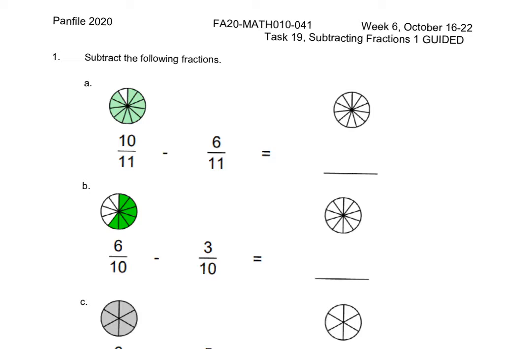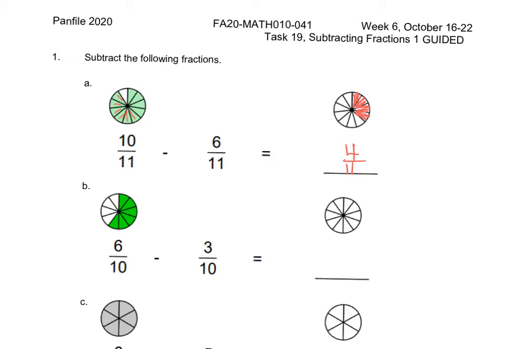So we have the 10 out of the 11 visually represented here, and we're going to subtract 6 of them. So if we take away 6 of them, take away that 1, 2, 3, 4, 5, 6. How many will that leave shaded? It looks like it's going to leave 4 of them shaded. So it's going to leave that 1, 2, 3, 4. So it's going to leave 4 out of the 11 shaded.